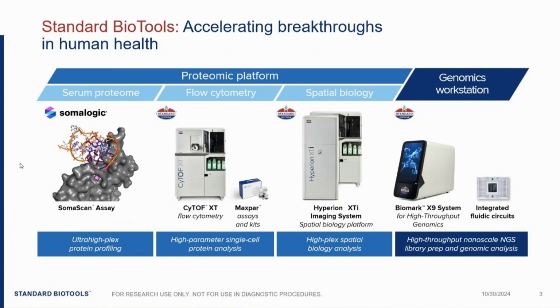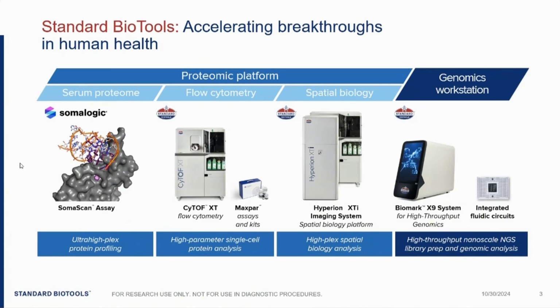It utilizes SOMAmer technology. If you're looking for high-parameter single-cell protein analysis, our instrument for this is the CyTOF XT, which excels at cytometry by time of flight technology. I'll go into a little bit more detail about this technology later in the presentation. Or finally, if you're looking for high-throughput, nanoscale, next-generation sequencing library prep, the Biomark X9 system is a great solution for this, as well as multiple other use cases in genomic analysis.